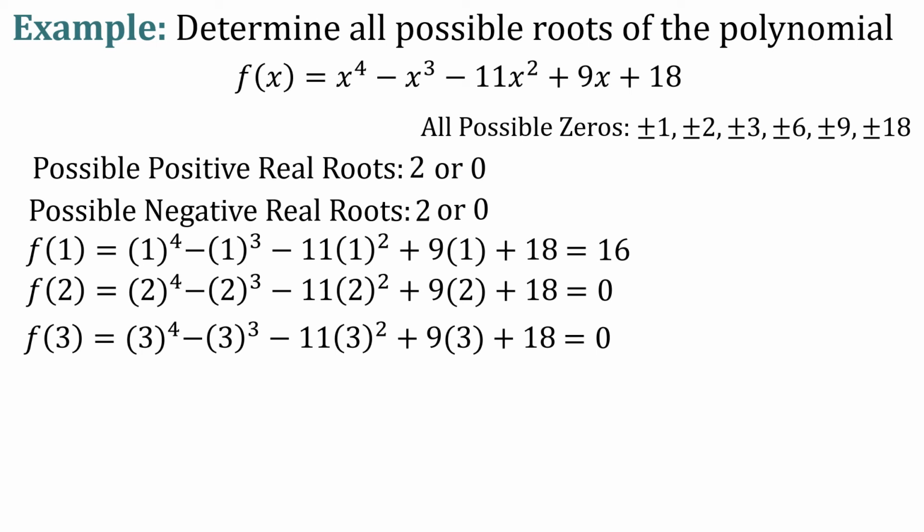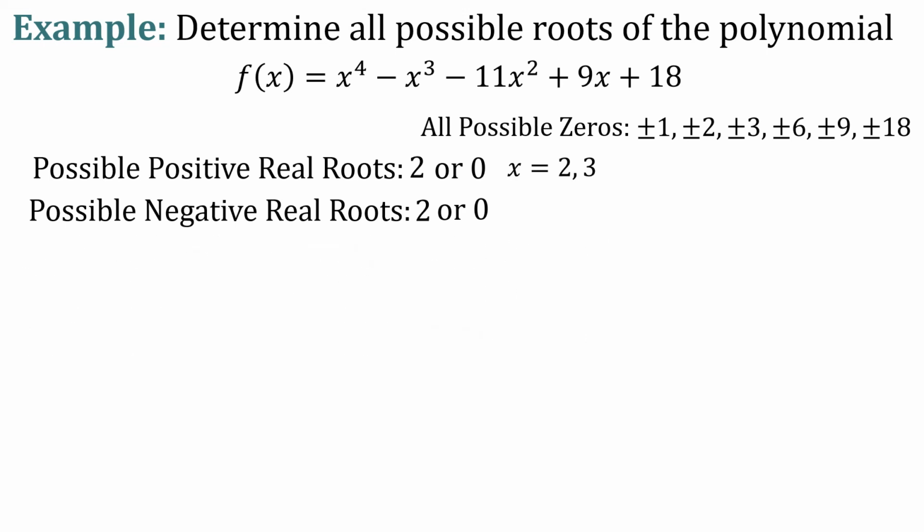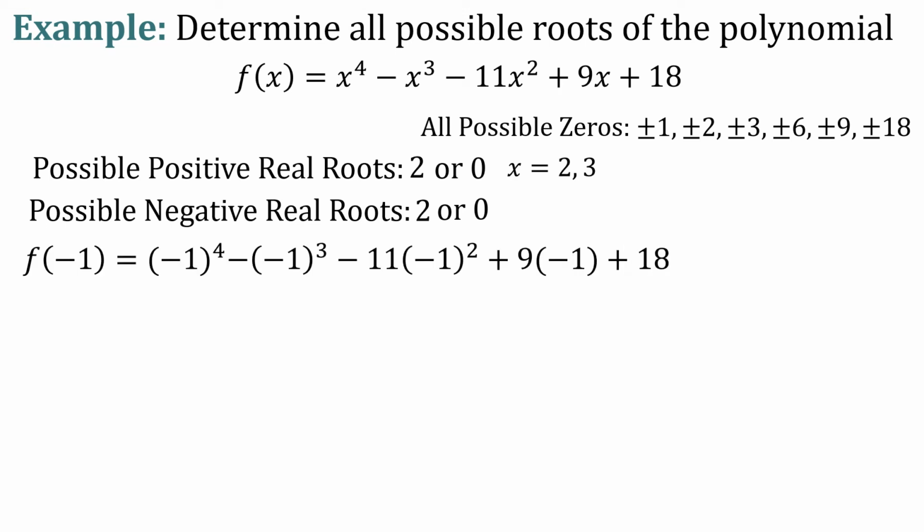Okay, we still have 6, 9, and 18, but is there any reason that we need to continue plugging in positive numbers? No, because we know that we can only have a maximum of 2 positive roots, and we found 2 positive roots. X equals 2 and x equals 3. So we're done plugging in positive. Now we can start plugging in negative numbers.